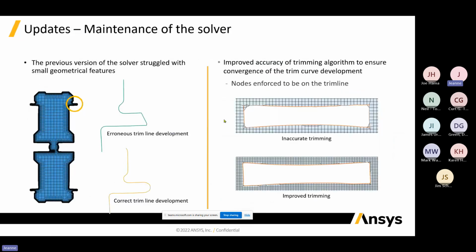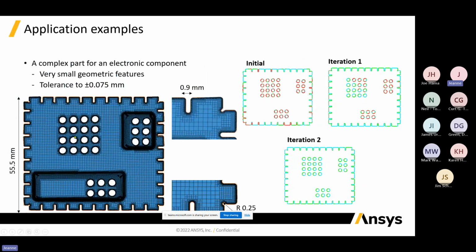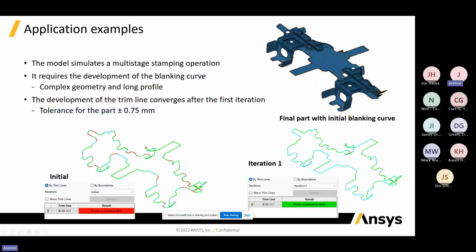Yeah, so this is also another example. It's an electronic part. This guy tried to match the trim line outside and inside also. That's the initial comparison, iteration 1, iteration 2. This one more, that's the developed part also. Initial iteration, second iteration. See, that's only one curve.